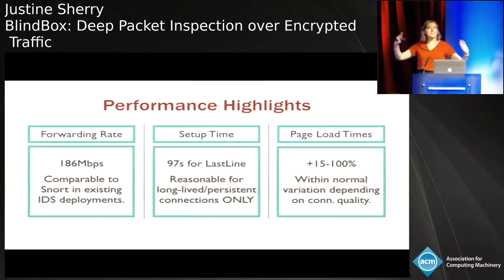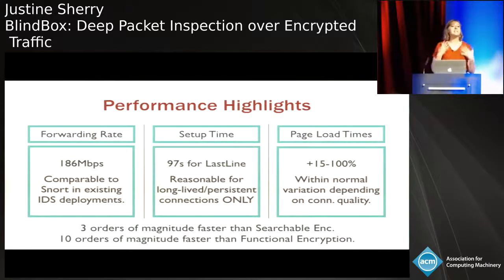So what these comparisons are showing us is the difference between unencrypted traffic and BlindBox when it comes to the forwarding rate, and BlindBox and SSL when it comes to the setup time and page load times. These aren't quite fair comparisons because those techniques don't actually allow us to do analysis. When we compare against existing encryption schemes, we can say that BlindBox is 3 orders of magnitude faster than searchable encryption, and it's 10 orders of magnitude faster than functional encryption. So this is a major step towards being able to achieve our goal.